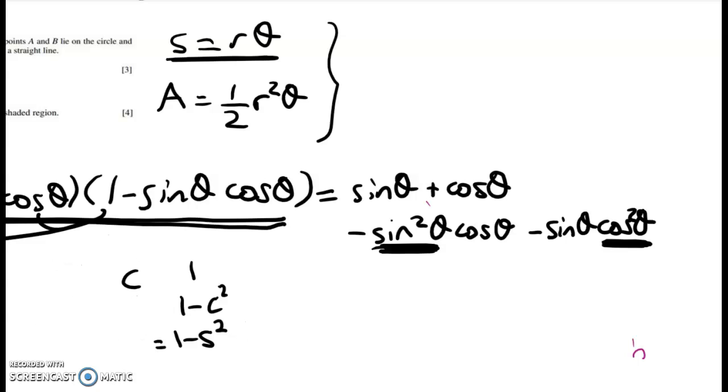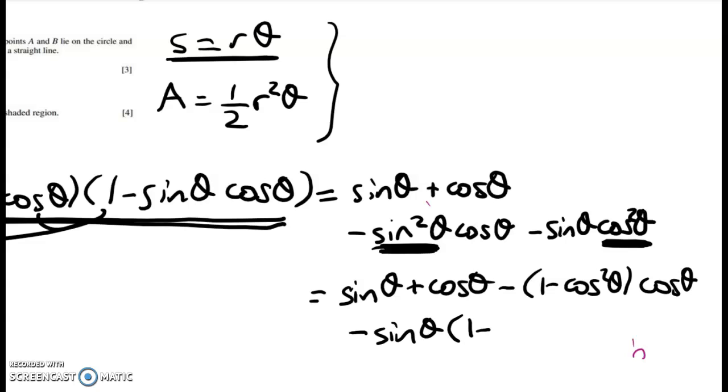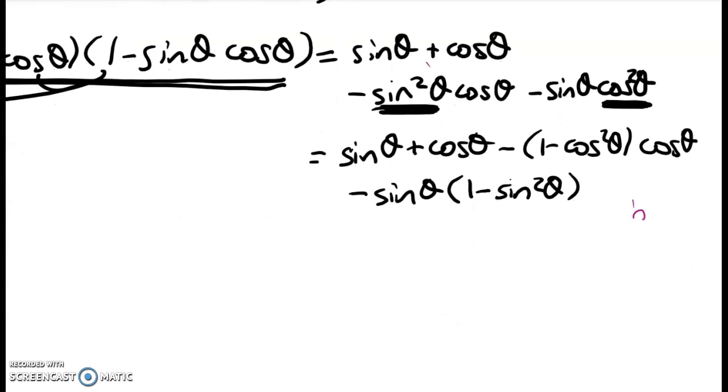So I'm just going to erase that, because we want our proof to flow logically from one line to the next. So we've got sine theta plus cos theta minus 1 minus cos squared theta times cos theta minus sine theta times 1 minus sine squared theta. Now we're going to expand all of that out and we're going to hope that some stuff disappears.